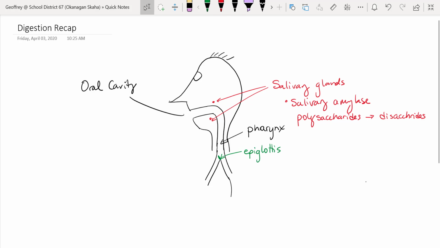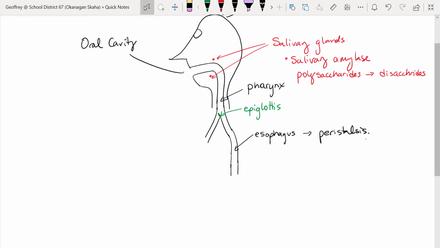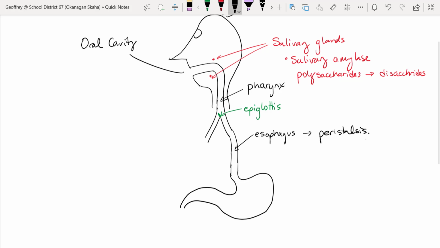All right. Now we've got our esophagus, and remember that our esophagus is going to take the food to the stomach, and it moves that food via peristalsis. And this leads us into our stomach, and it's going to look like this. Right before our stomach, we've got our cardiac sphincter. The cardiac sphincter is going to prevent things from sloshing around and going back up into our esophagus.